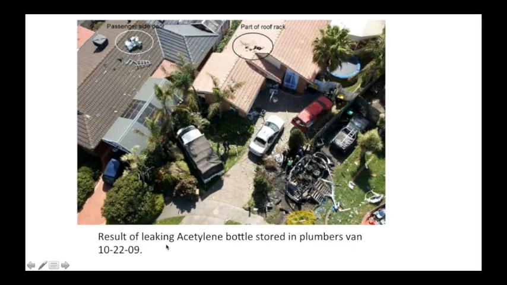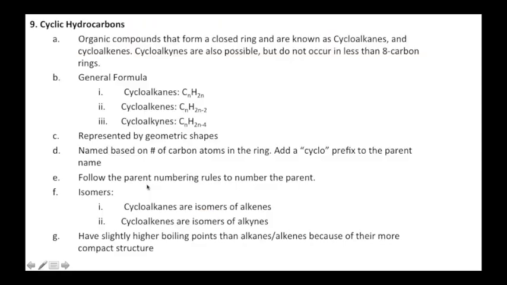And look at this. This is a result of leaking acetylene bottles stored in a plumber's van. That is the van after the explosion. Looks like it's just been blasted right apart. There's a part of the roof rack that was on the van. There's the side door. So, explosive stuff.